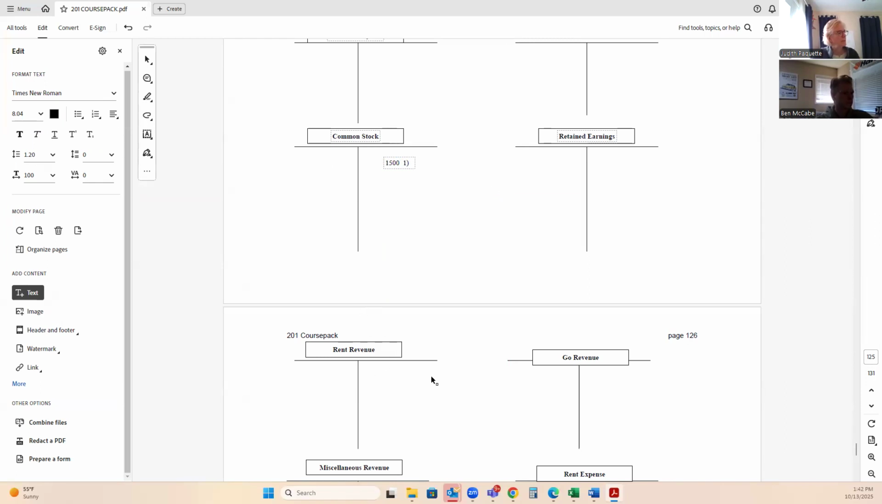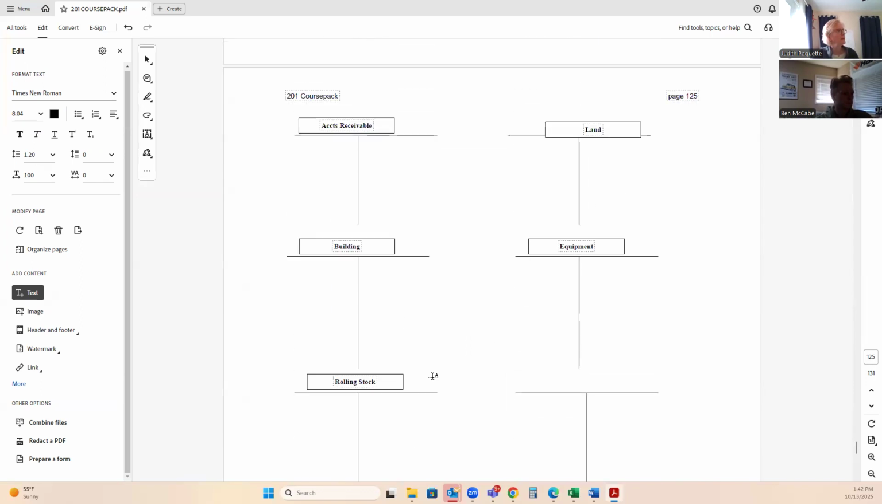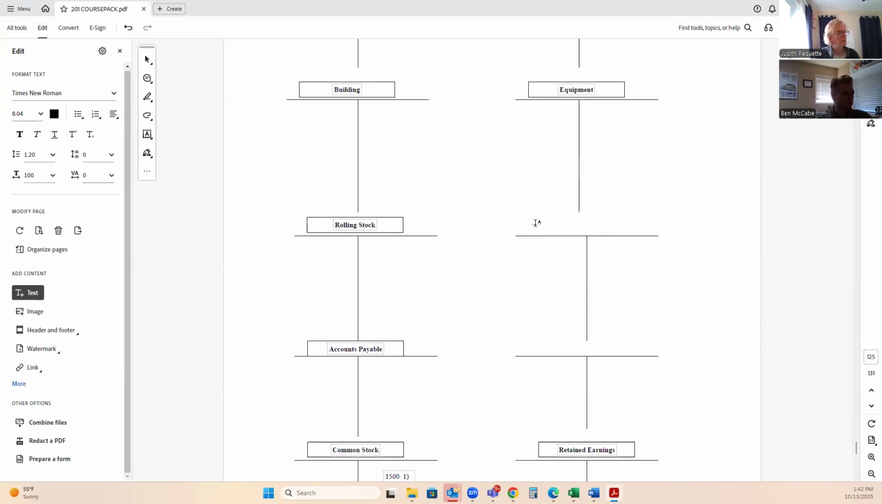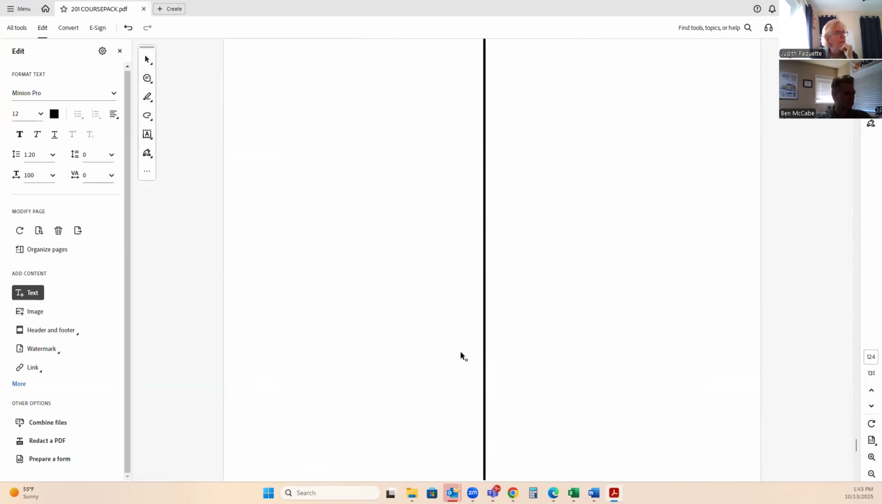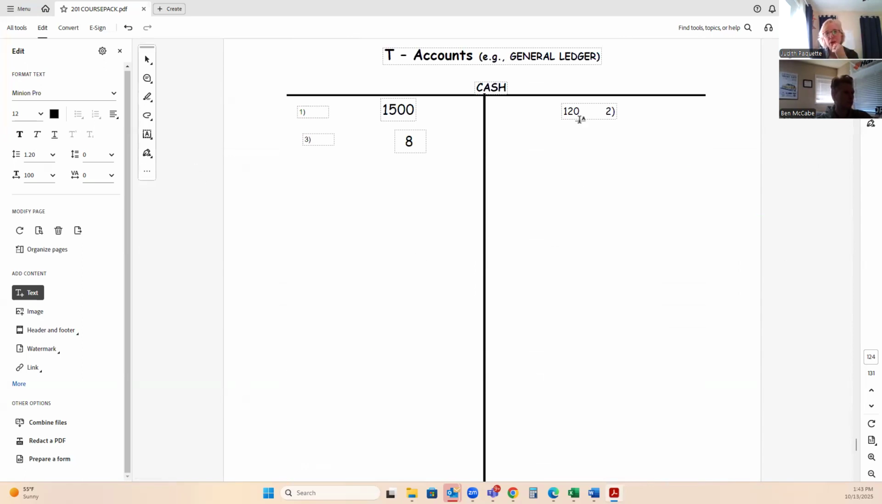And then land went up. So that was 120. And then the last one was rent revenue over here. Something like that. So you're going to do this 22 more times. Then you're going to run your totals and cash will have a lot of activity here, because everything you do is probably going to involve cash, most of what you do.